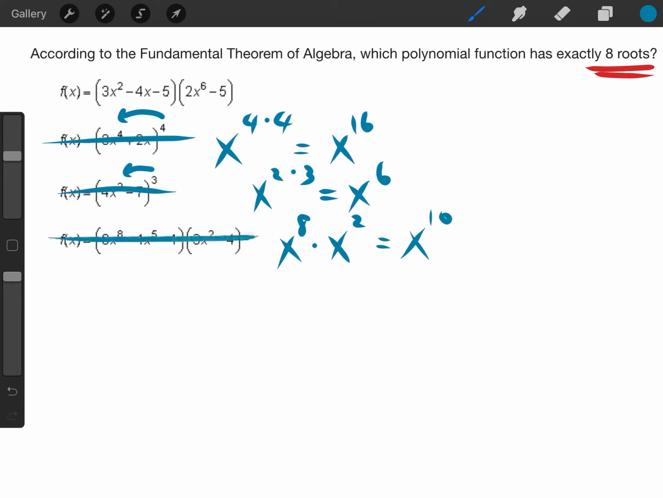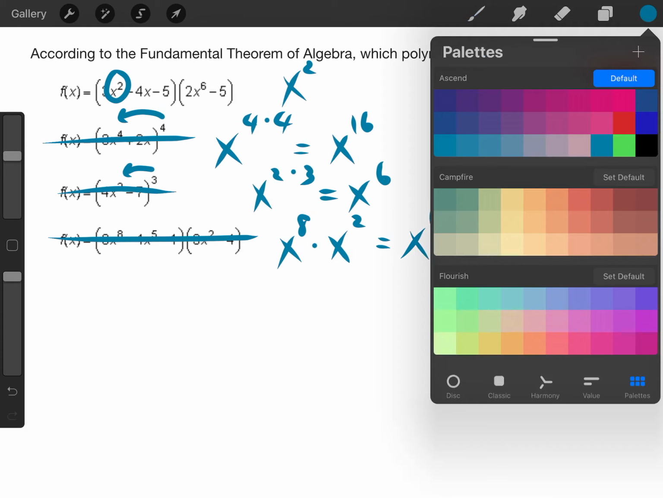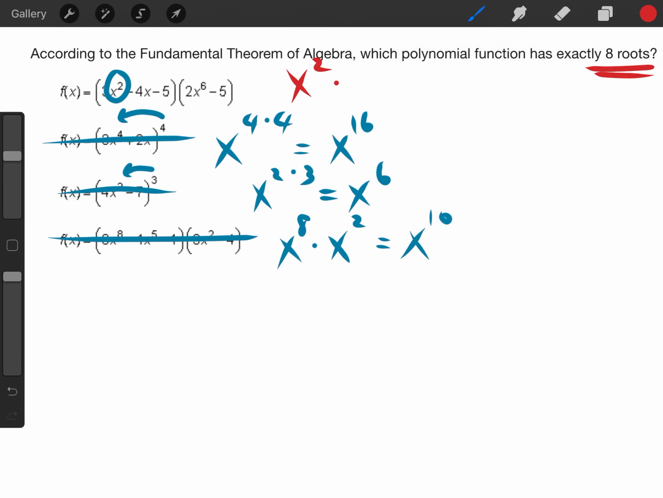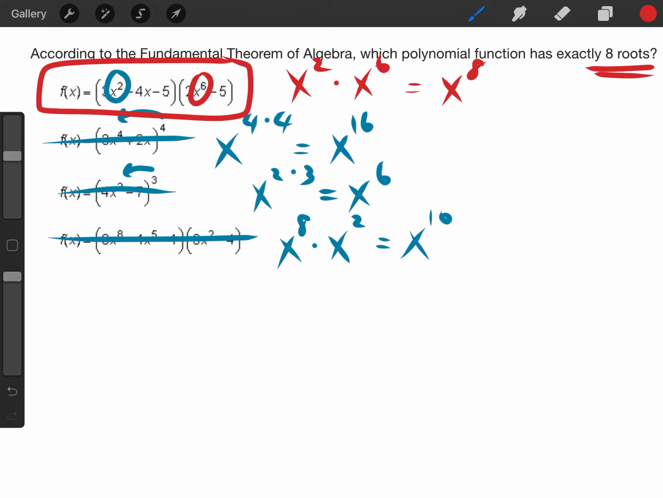Okay, so last one, you have x squared, let me use a different color. So you've got x squared times x to the 6th power. So that's x to the 8th power. So 8 roots. That's the one we're choosing.